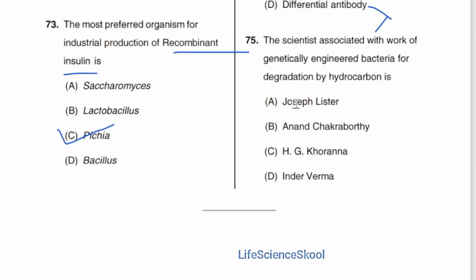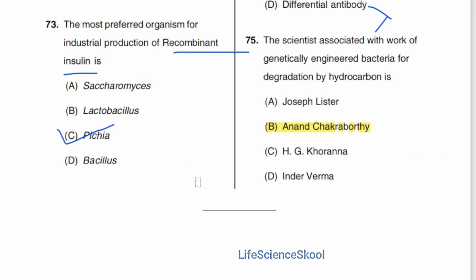Moving on to the next question, 75th one, last one. The scientist associated with the work of genetically engineered bacteria for degradation of hydrocarbon is option A Joseph Lister, option B Anand Chakraborty, option C H.G. Khorana, option D Inder Verma. The correct answer for this is option B Anand Chakraborty.